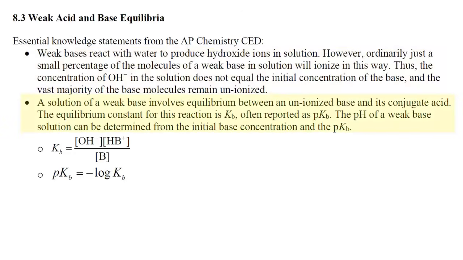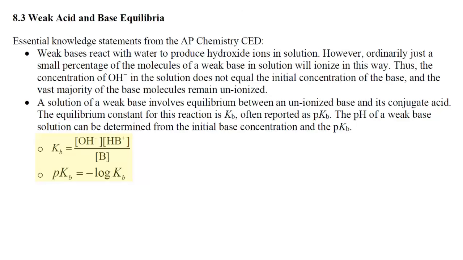A solution of a weak base involves equilibrium between an unionized base and its conjugate acid. The equilibrium constant for this reaction is Kb, often reported as pKb. The pH of a weak base solution can be determined from the initial base concentration and the pKb. Now, you can see two more equations. These equations are also listed on the AP Chemistry equation sheet.